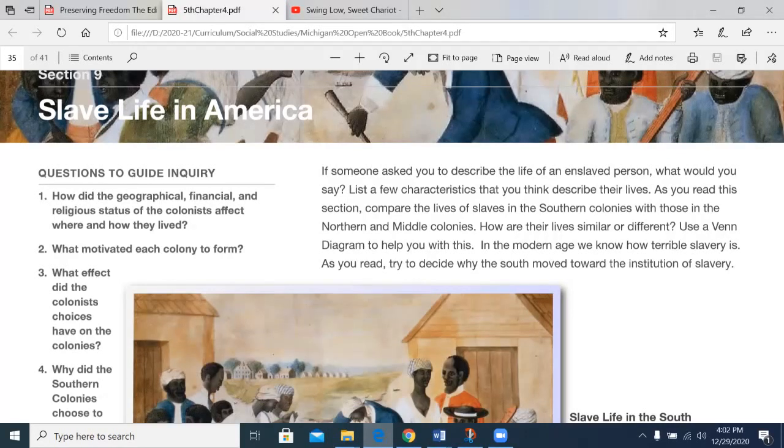In the modern age, we know how terrible slavery is. As you read, try to decide why the South moved toward the institution of slavery.